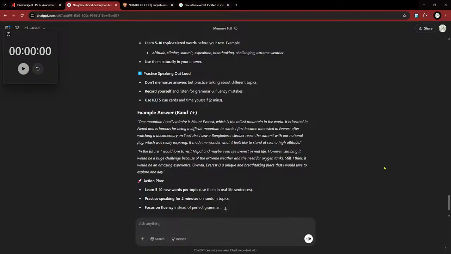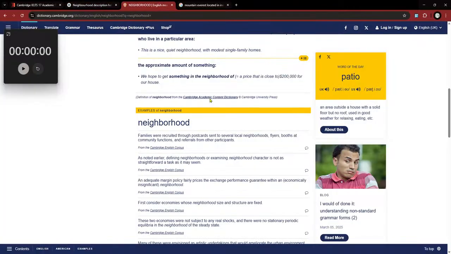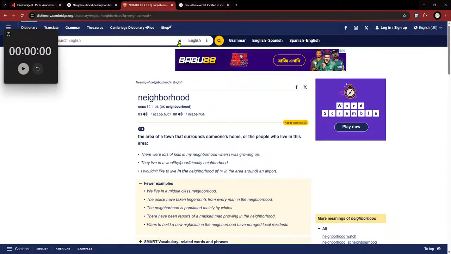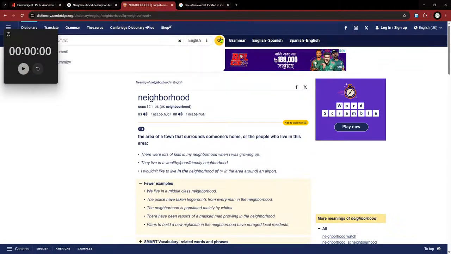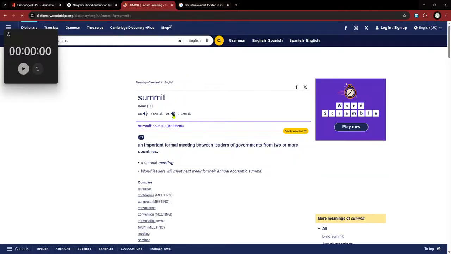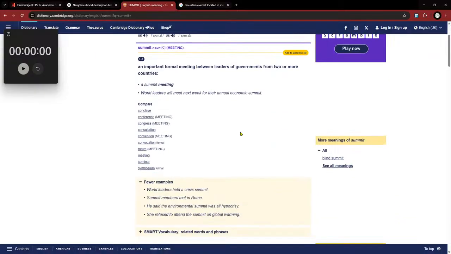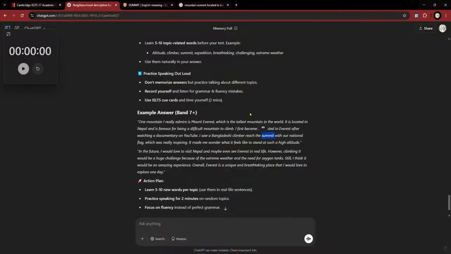What is summit? It means on top. Summit, an important formal meeting between leaders and governments. Not sure. Summit with our national flag, which was really inspiring.